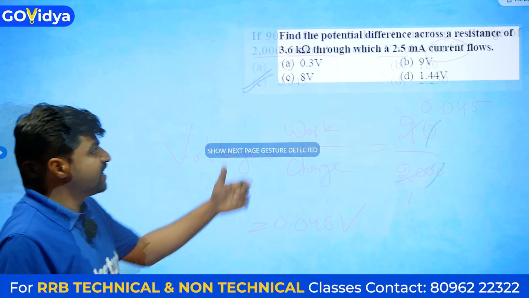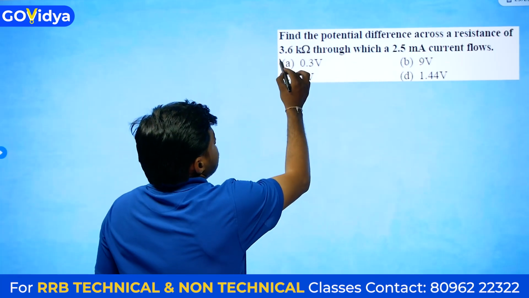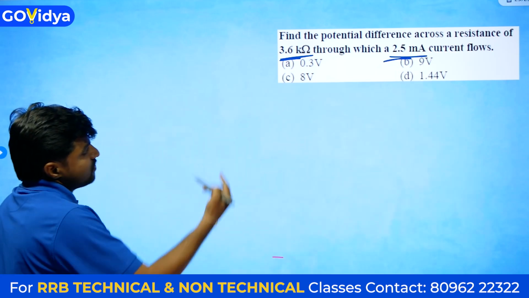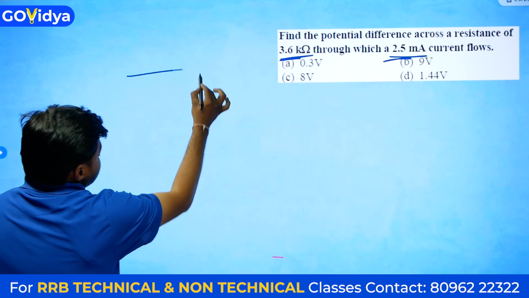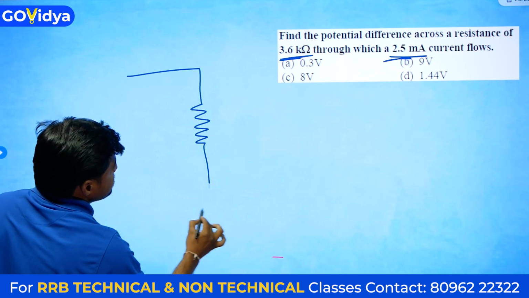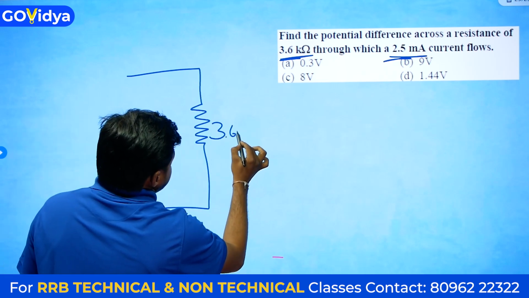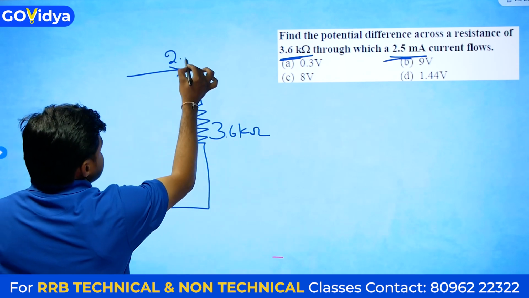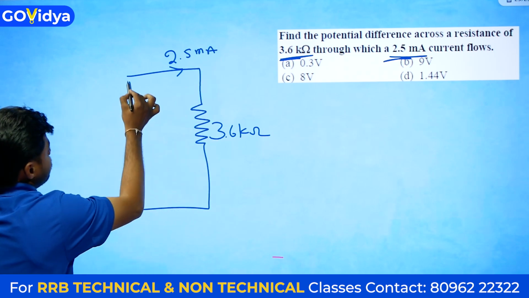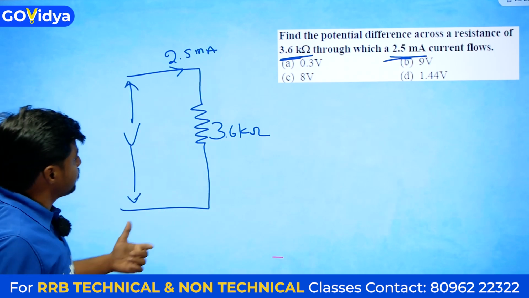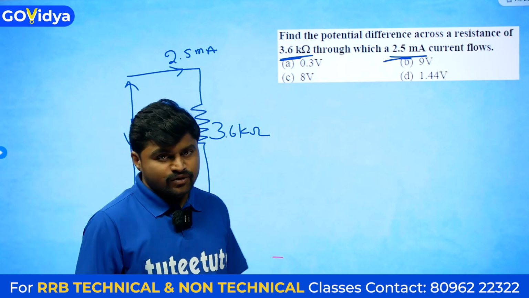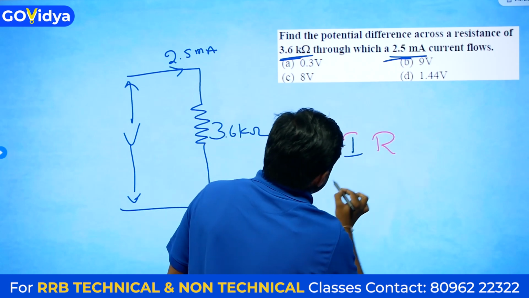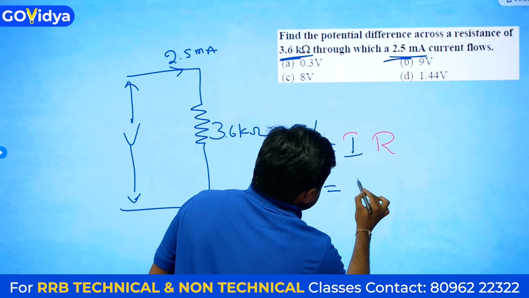Okay, next question. Find the potential difference across a resistance of 3.6 kilo ohms through which 2.5 milliamperes current is flowing. Okay, we have to find potential difference. Resistance is given, the value of resistance is 3.6 kilo ohms and current flowing through this resistor is 2.5 milliamperes. Okay, we have to find voltage. Okay, we know that Ohm's law, voltage is equal to current into resistance. Okay, what is current? 2.5 milliamperes.